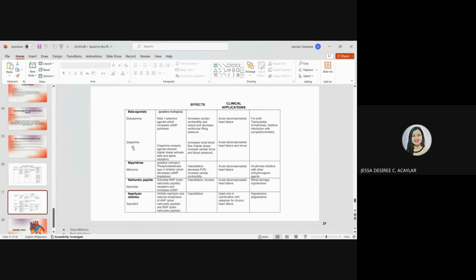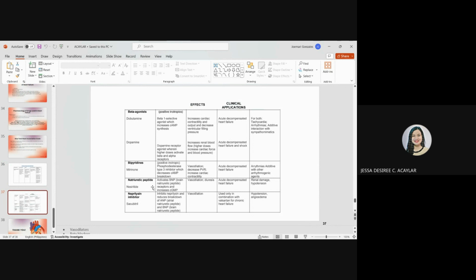We have also the dopamine receptor agonists where in higher doses activate beta and alpha receptors. Increases renal blood flow, meaning higher doses increases cardiac force and blood pressure. Acute decompensated heart failure and shock.